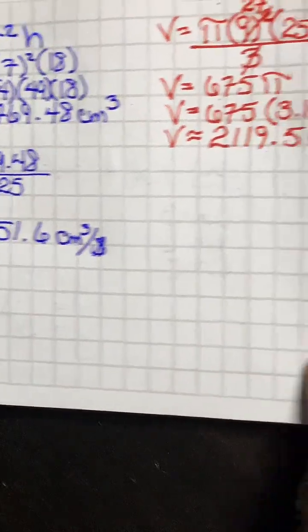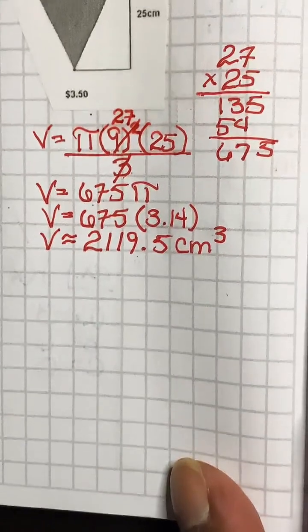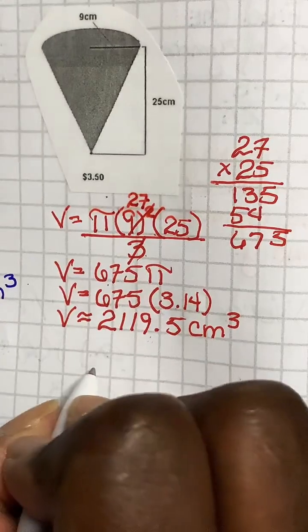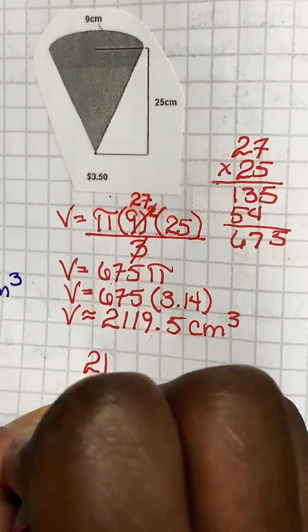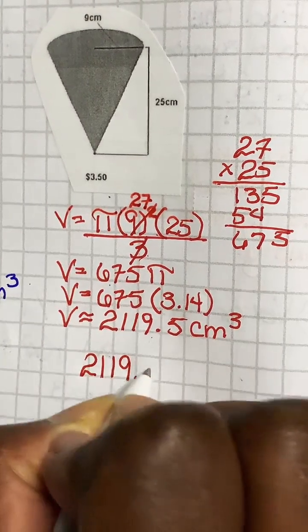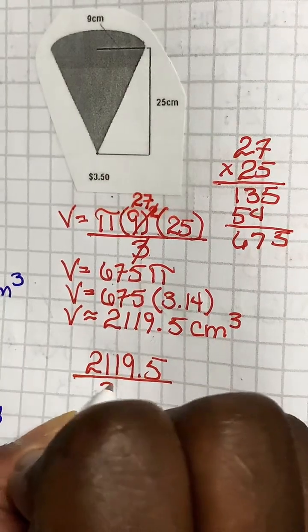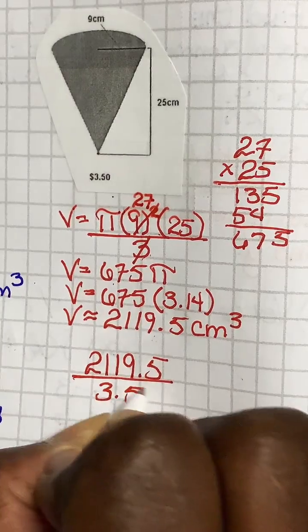All right, so then we come over here. The price was $3.50. So we have 2,119.5 divided by 3.50.